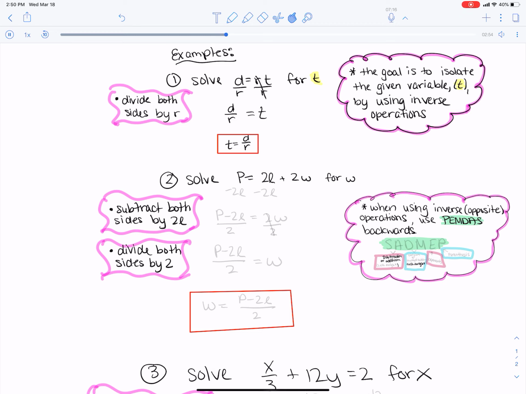Okay, real quick. Another thing I want you guys to remember is that when we're using opposite operations or inverse operations, we're actually going to end up using PEMDAS backwards. So you can either just write it out backwards, or some people like to call it SADMEEP. It sounds funny, but we're still using the same things. So the S and the A, remember, it's subtraction or addition, whichever comes first from left to right.